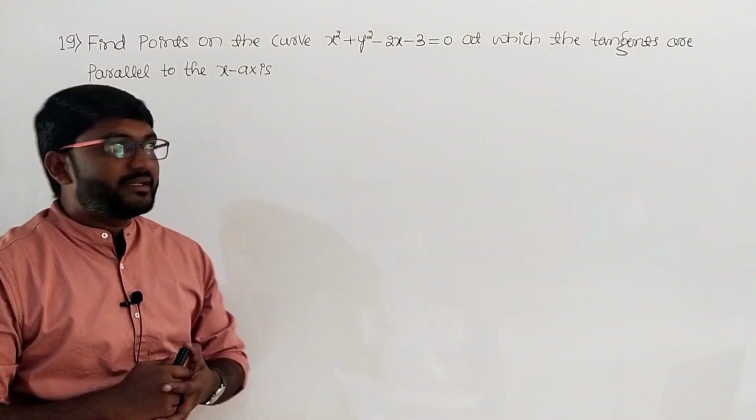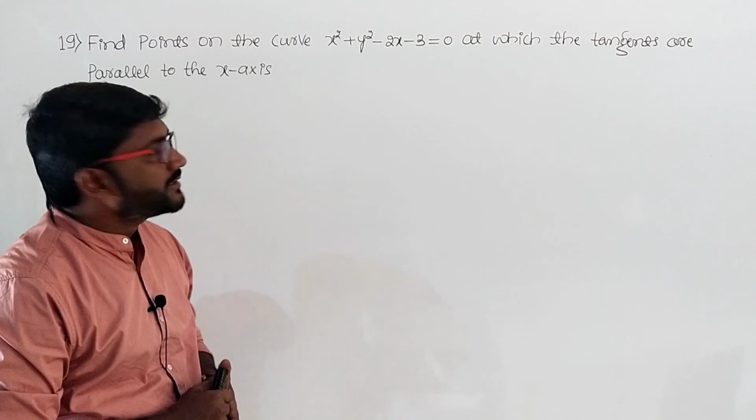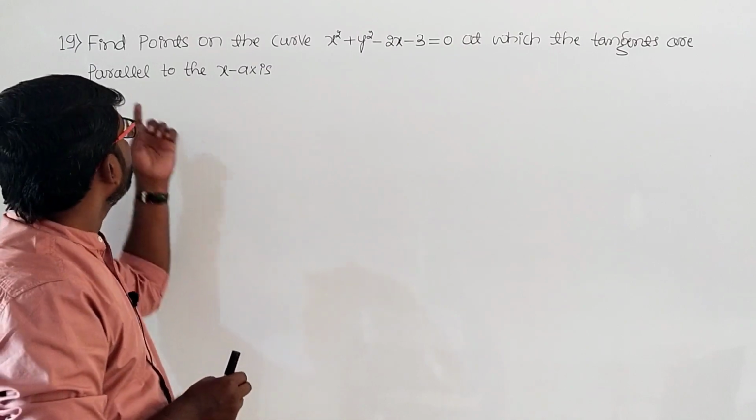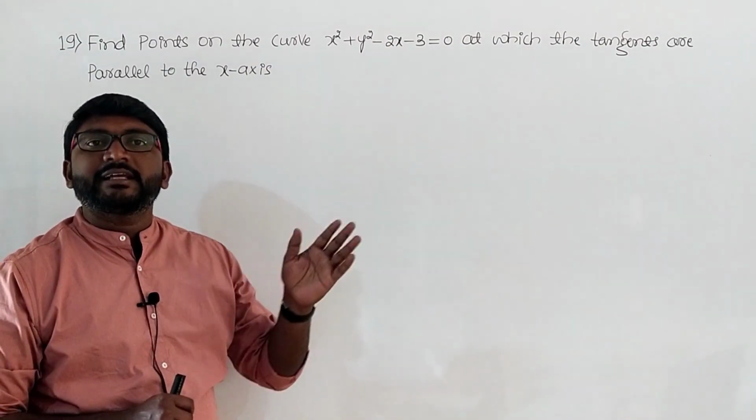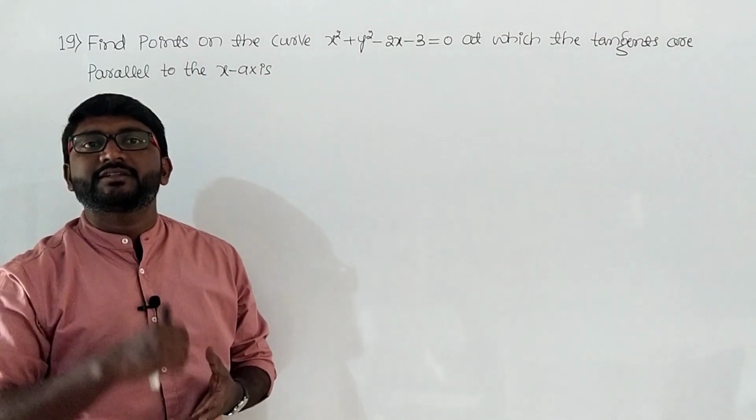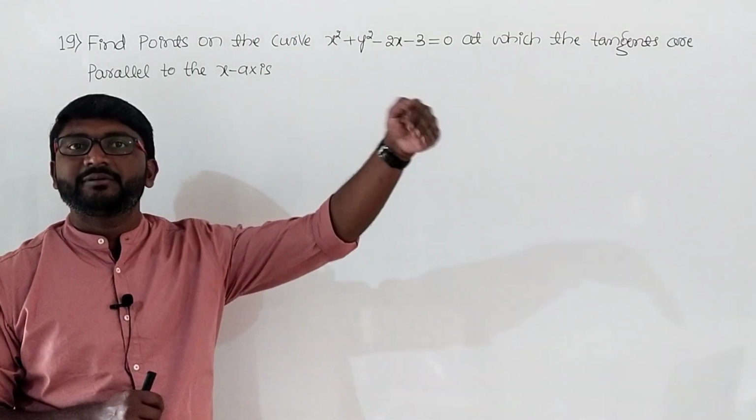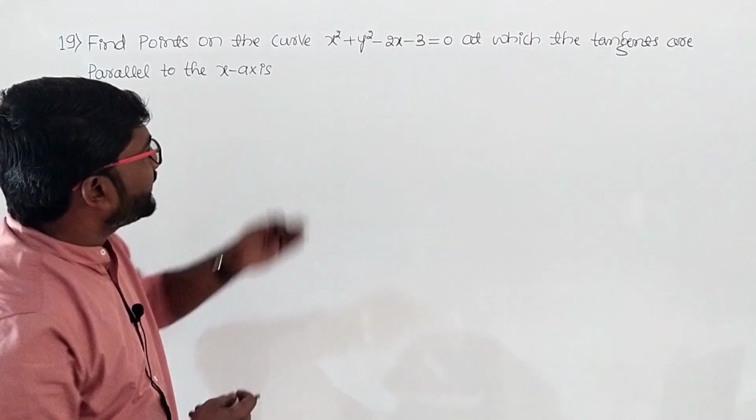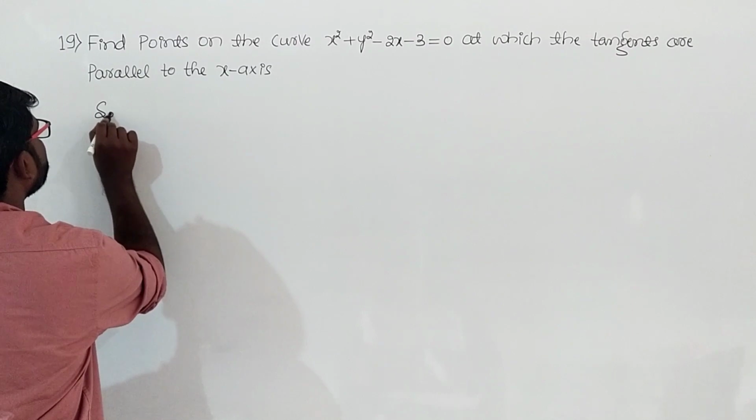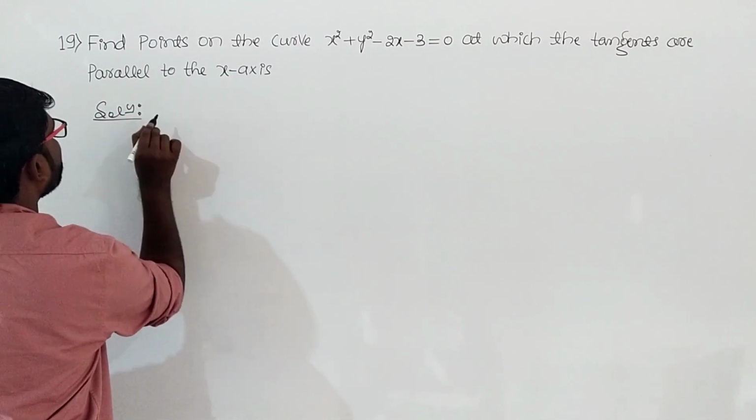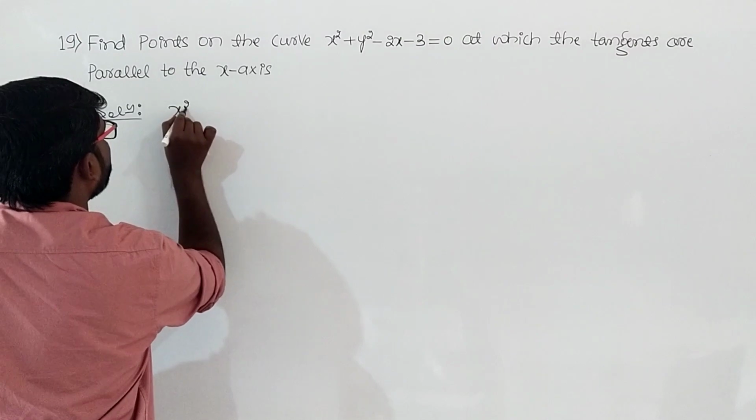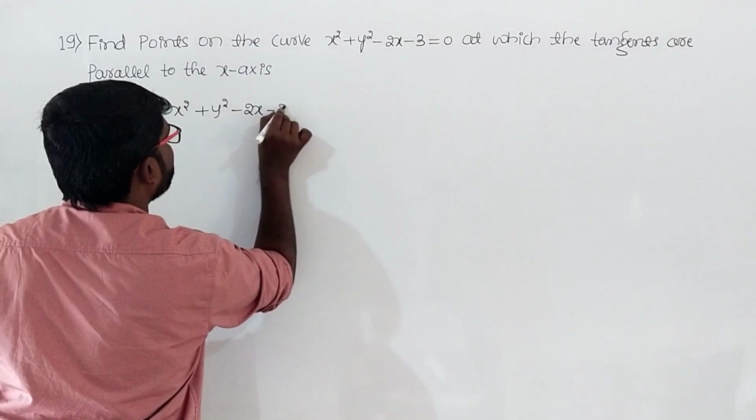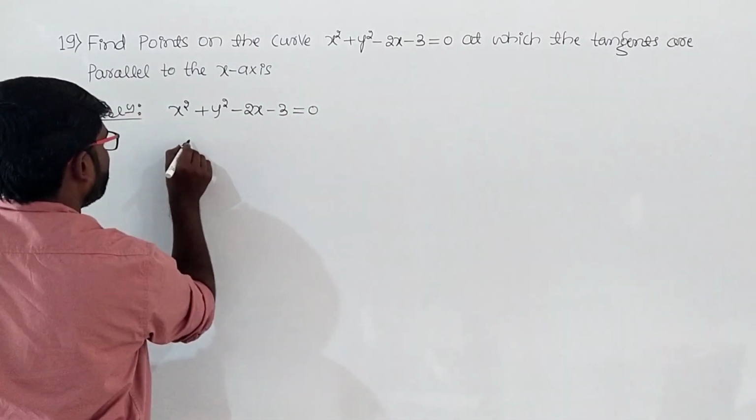Well, the 19th problem it is, find points on the curve x square plus y square minus 2x minus 3 equal to 0 at which the tangents are parallel to the x-axis. Whenever the tangents are parallel to the x-axis, dy by dx is going to be 0 or slope of the tangent is always 0. This we have discussed in the introduction of tangents and normals. Let us write the given equation of the curve. So here x square plus y square minus 2x minus 3 is equal to 0.